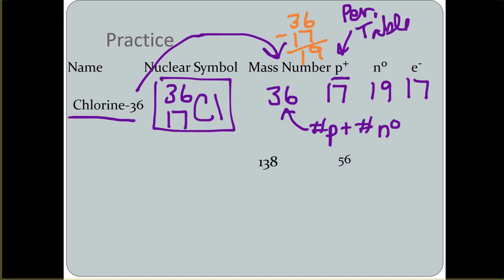Let's look at the next case here. So we have a mass number of 138, and we have a proton number of 56. So look at your periodic table. What is element 56? And we find that it is barium.